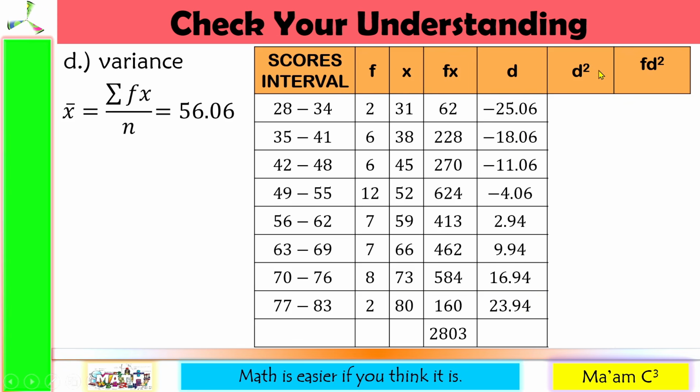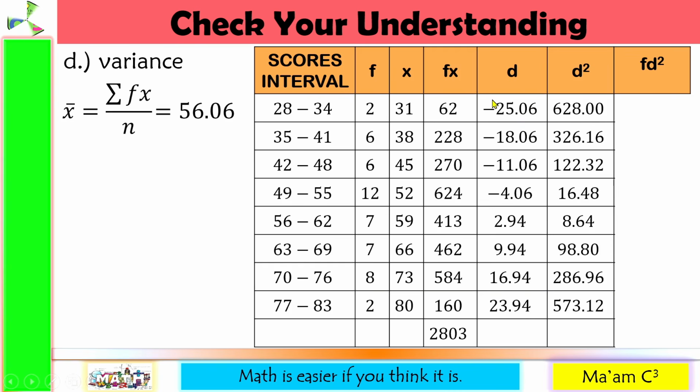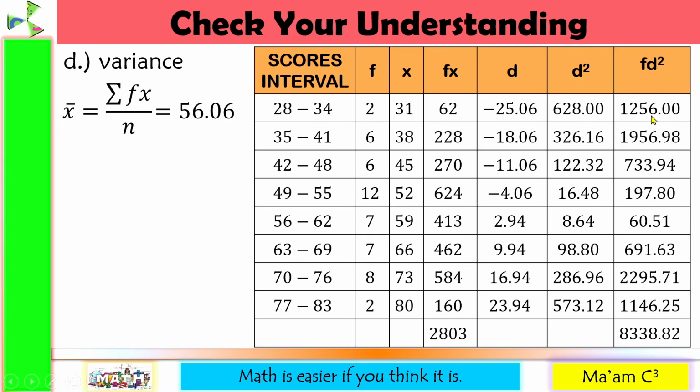Now, for the d squared, we simply have to square this column. 25.06 squared is 628. Even though these are negative, when you square that, that will become positive. And for the last column, your answer for d squared, simply multiply to the corresponding frequency. Sample, 2 times 628 is 1,256. Do the same for the rest of the rows. And finally, you get the sum.